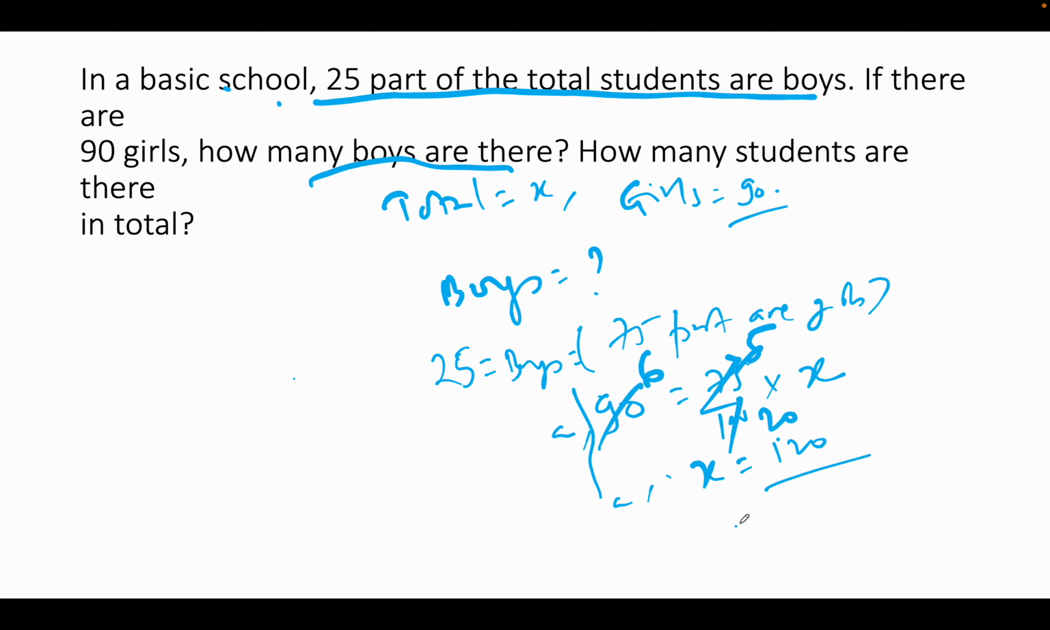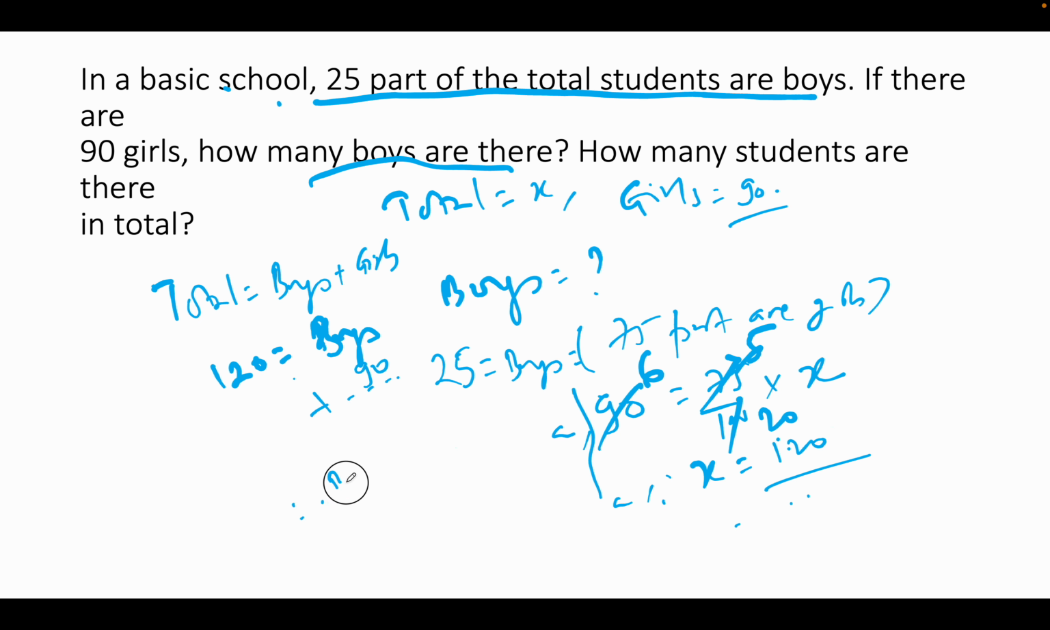The total is 120. Out of these, total is equal to boys plus girls, which is 120. We have to find the boys. Boys plus girls, where girls are already 90, therefore boys equal 30. We can do it in any way, okay.